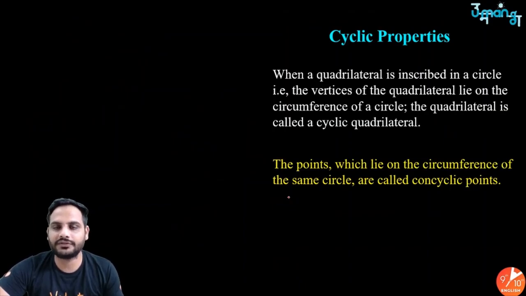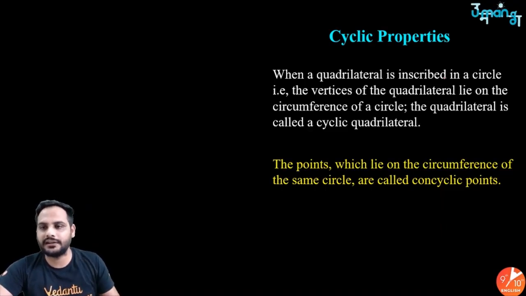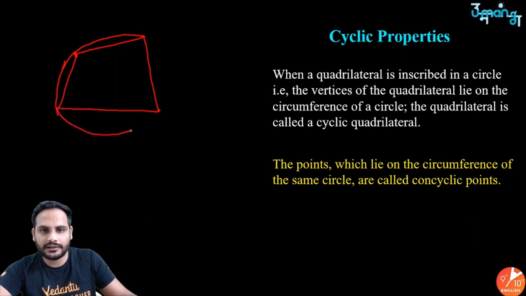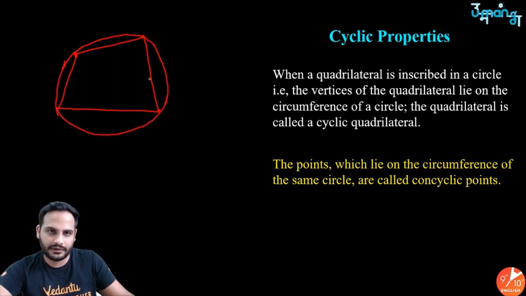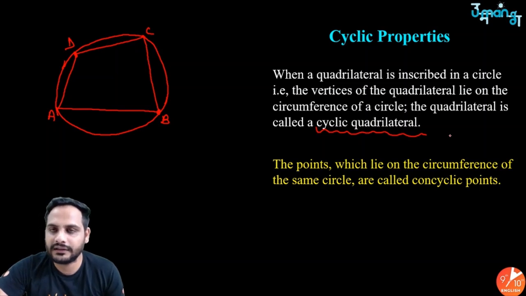Now, cyclic properties. First you need to understand what a cyclic quadrilateral is. A cyclic quadrilateral is a quadrilateral inscribed in a circle. If the vertices of a quadrilateral lie on the circumference of a circle, the quadrilateral is called a cyclic quadrilateral. That means suppose I have a quadrilateral and we have drawn a circle in such a way that it passes through all the vertices of this quadrilateral. Then this quadrilateral ABCD will be called a cyclic quadrilateral.